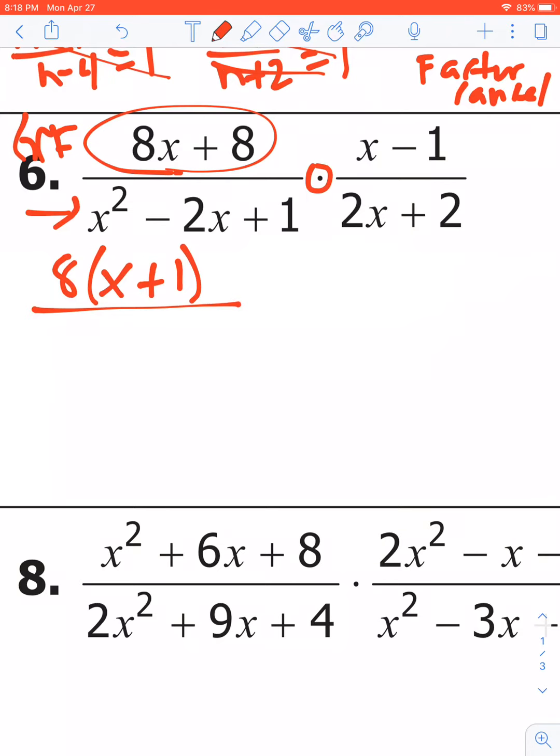In the denominator, I have 3 terms. I have to figure out what 2 numbers multiply to 1 and at the same time add to negative 2. Well, that's going to be a negative 1 and a negative 1.